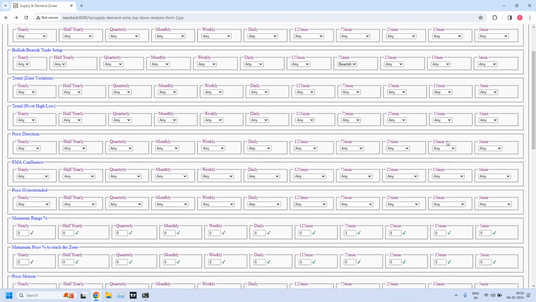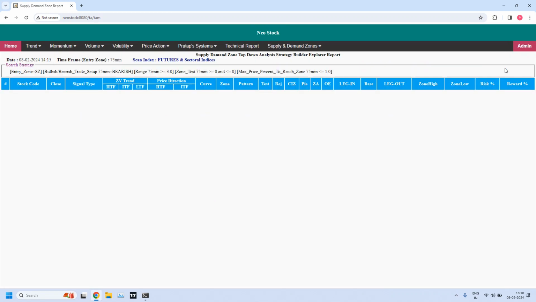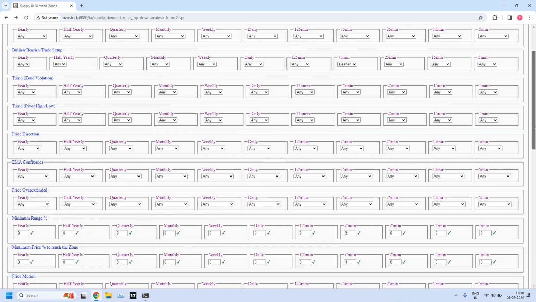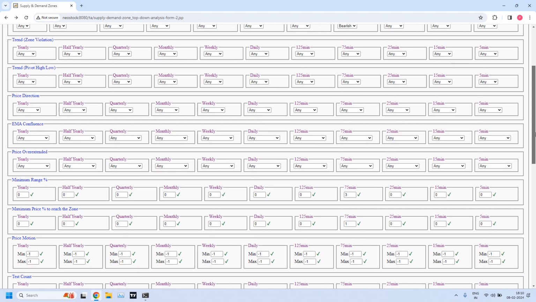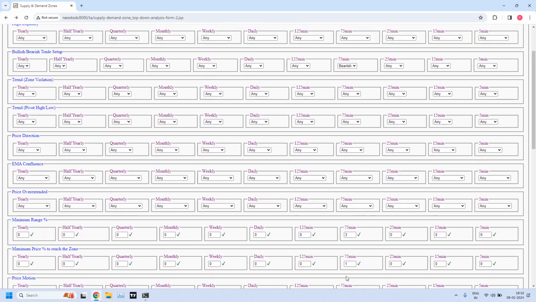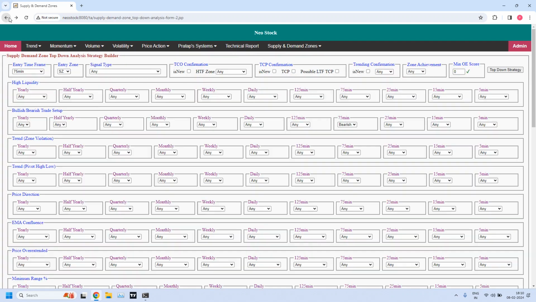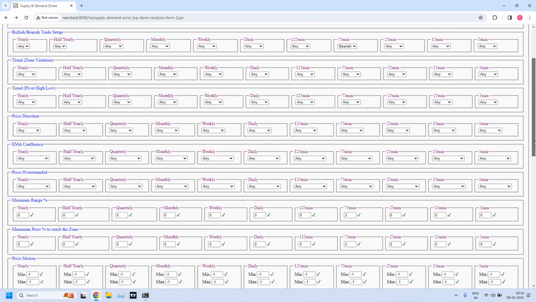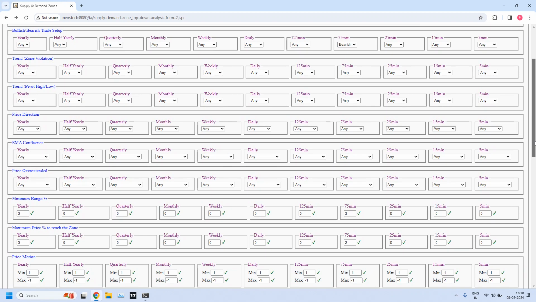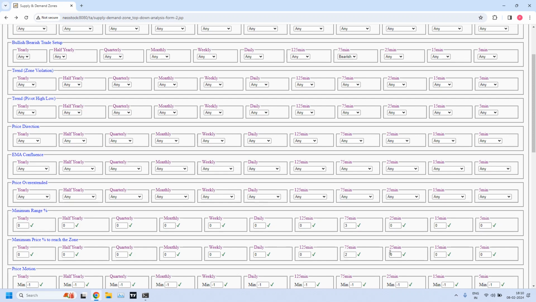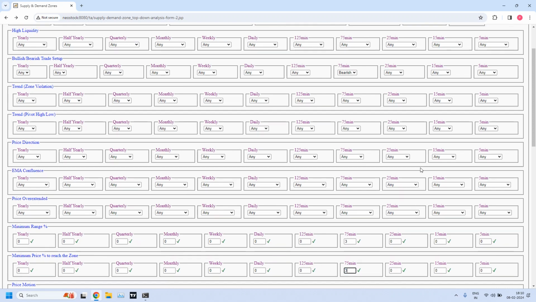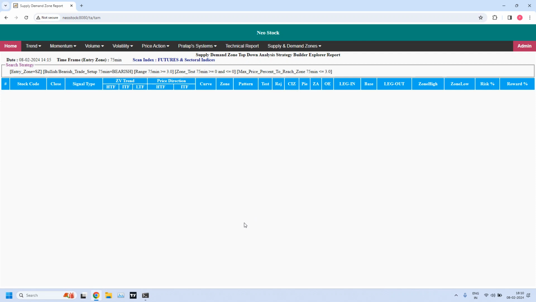So for that, I am selecting the maximum price percent to reach the supply zone, in 75 minutes, 1% I am setting. No stocks are there. Now within 2% level, let us check. No stocks are there. Then we will check within the 3% level. No stocks are there.